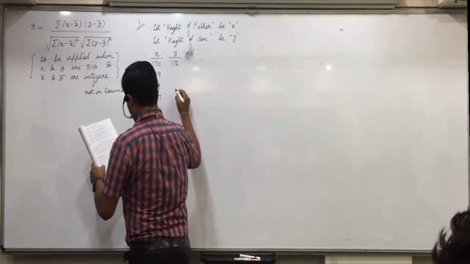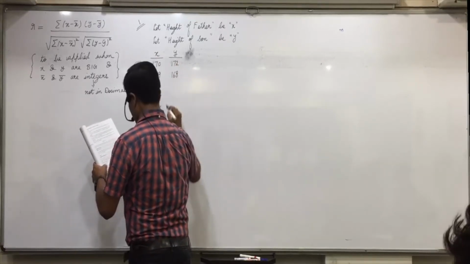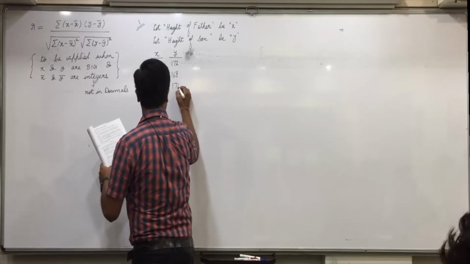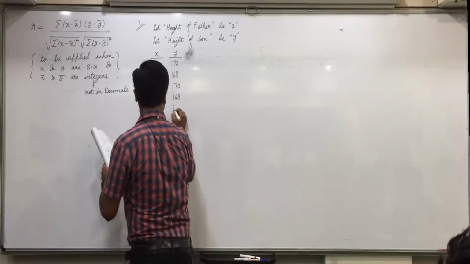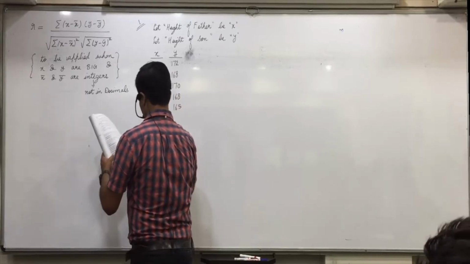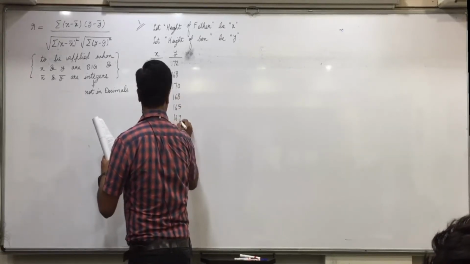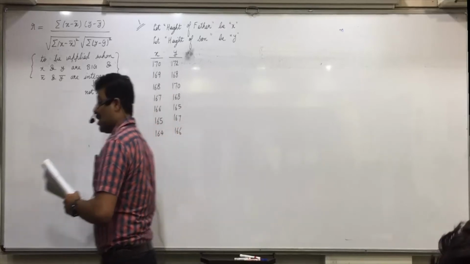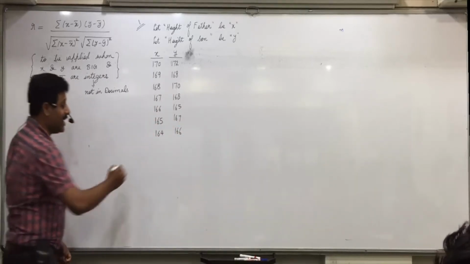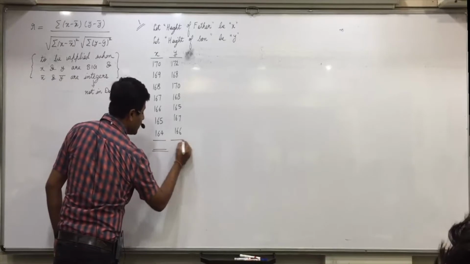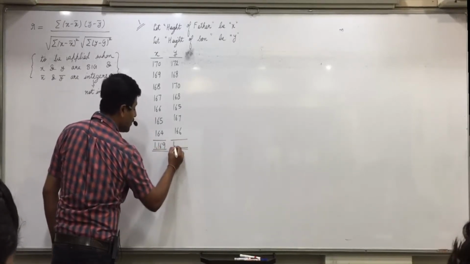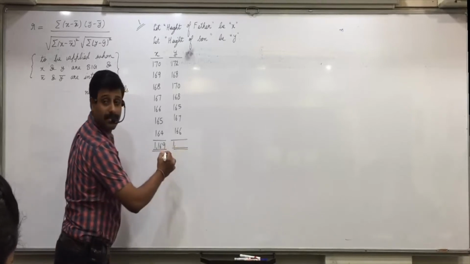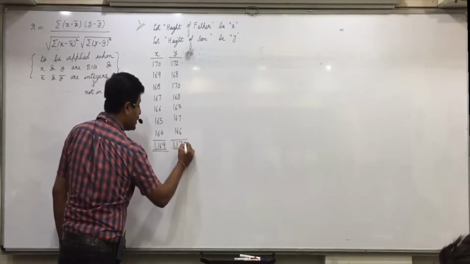172, 168, 170, 168, 165, 167, and 166. Yes, now 9 months are over. Tell me, what is the total of x? 1169 and 1176.